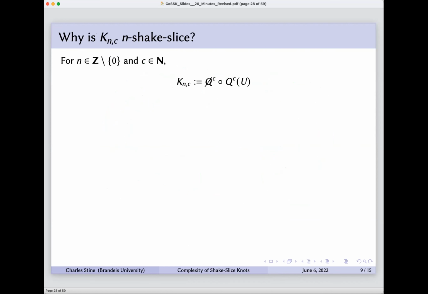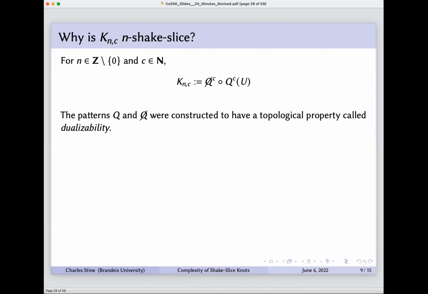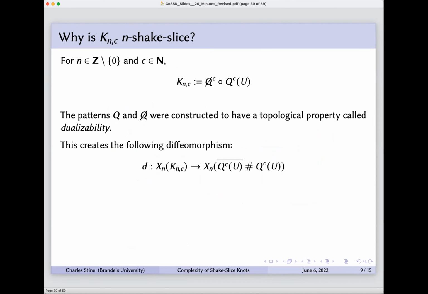So why should these large compositions be N-shaped slice? Well, it comes from the fact that the patterns Q and Q slash were constructed to have a topological property called dualizability. This is something that's built into them from their definition. And what this does is it gives us a diffeomorphism between the N trace associated to the knot K_{N,C}, and the N trace of this other knot, which is displayed here in this formula.